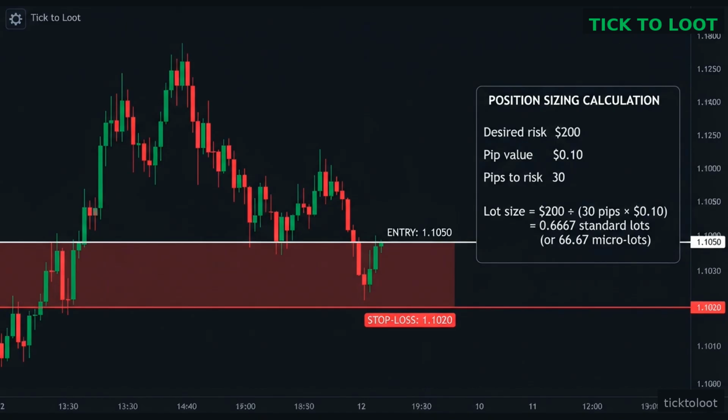By letting the platform handle the conversion, you avoid calculation errors, keep your risk consistent across different pairs and account sizes, and free up mental bandwidth to focus on market analysis. Remember to double-check the calculated lot size before you hit the order button, especially if you switch to a different currency pair where pip values differ.